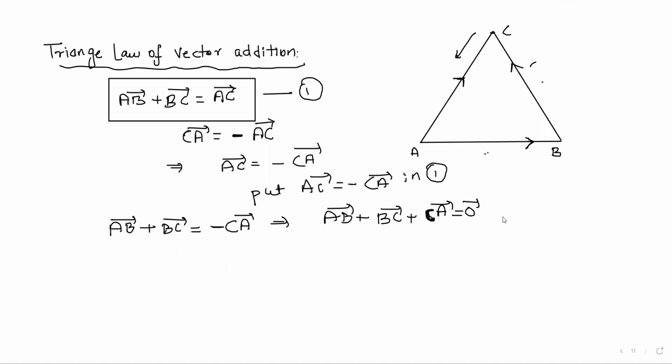Can you explain again? Yes. Is it clear, Umair, that AC is minus of CA? Till the first equation it is clear. Okay. Can you say, Umair, CA is equal to minus of AC? Both directions are different, meaning the directions are opposite. Yes, sir. You can say AC is minus of CA. In place of this AC, we can put this value, minus CA. Now shift this to the left side. What you will get: AB plus BC plus CA is equal to 0.